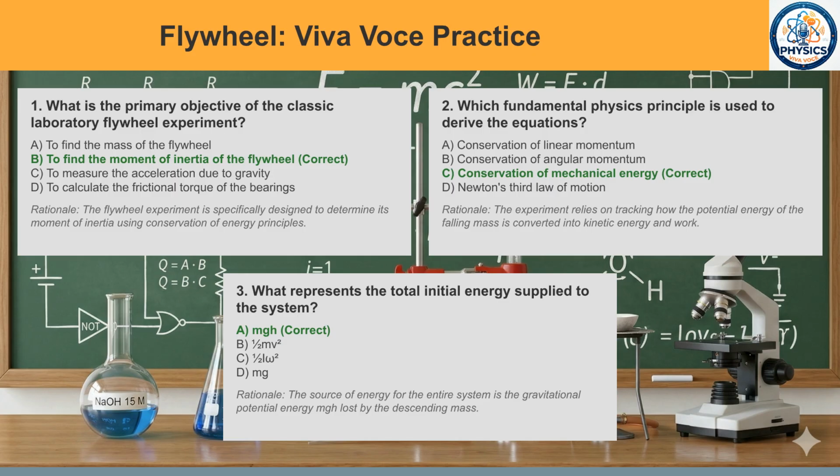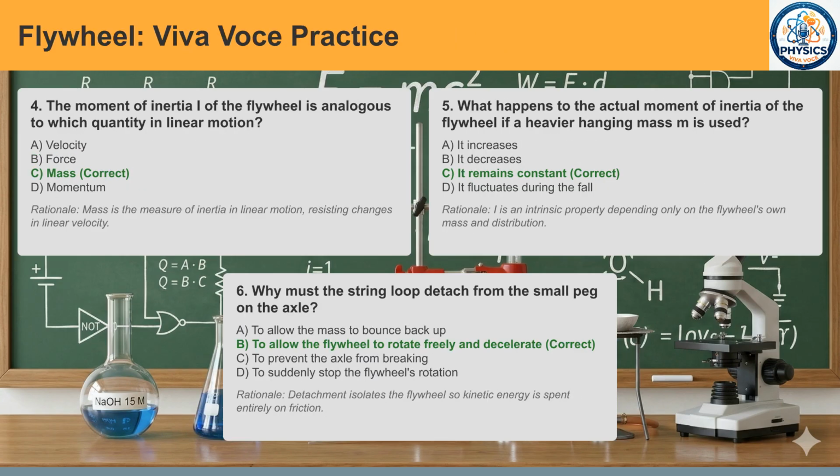The primary objective is to find the moment of inertia of the flywheel, using the conservation of mechanical energy. The total initial energy supplied to the system is represented by the gravitational potential energy, mgH. The moment of inertia, I, in rotational motion is analogous to mass in linear motion. Importantly, the moment of inertia remains constant, regardless of the hanging mass used.